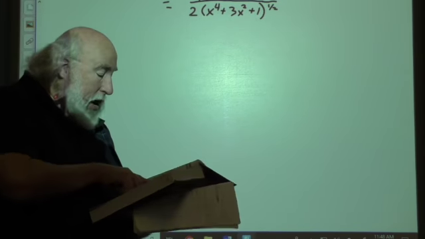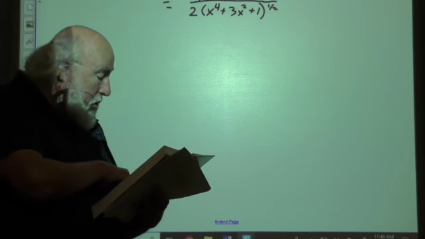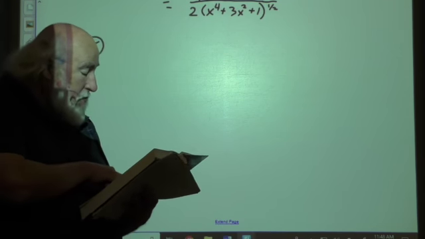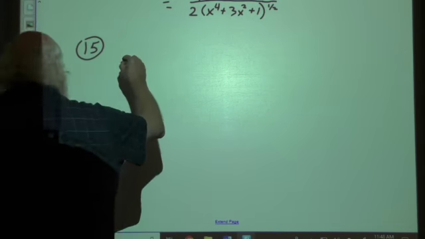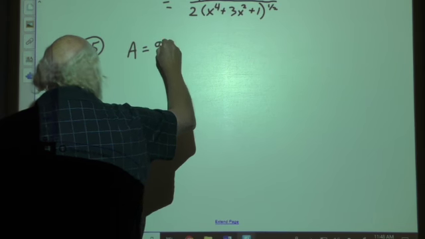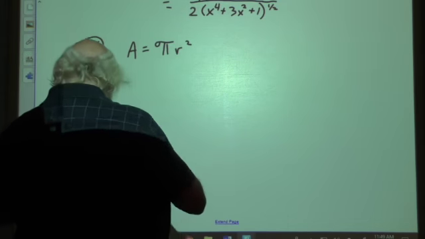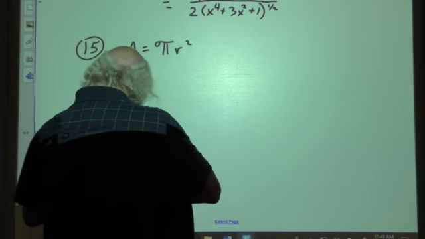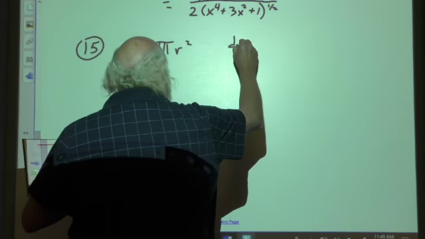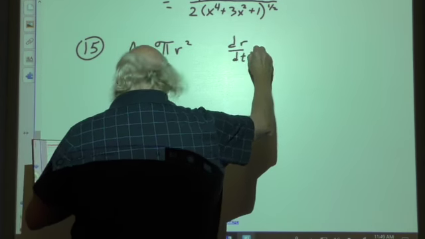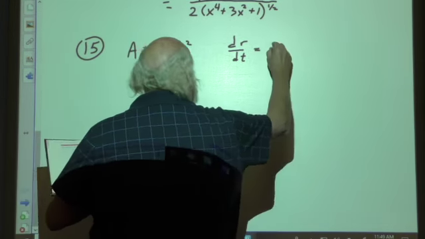Number 15 says the area of a circle is increasing at a rate of 3 centimeters per minute. Find the rate of change of the area. Okay, so area we know is pi r squared. And we know that it says the rate of the radius increasing, so dr/dt is going to be 3 centimeters per minute.